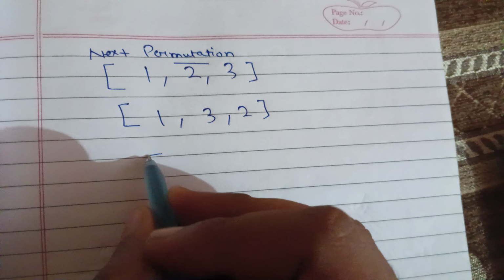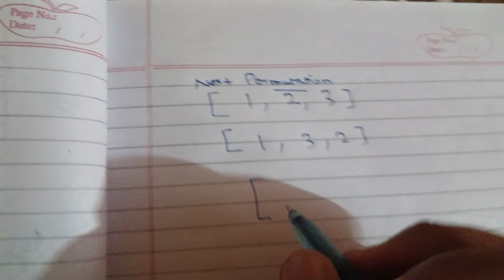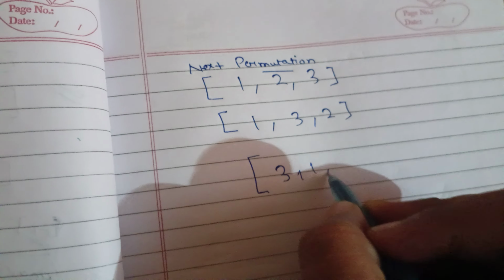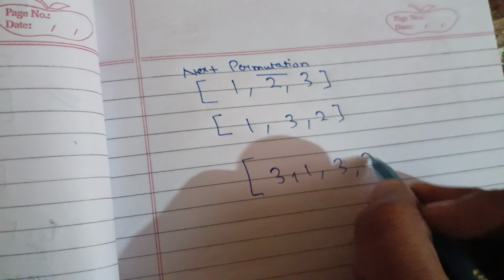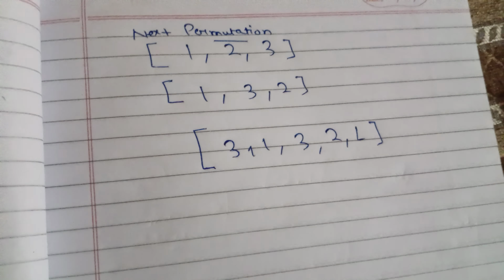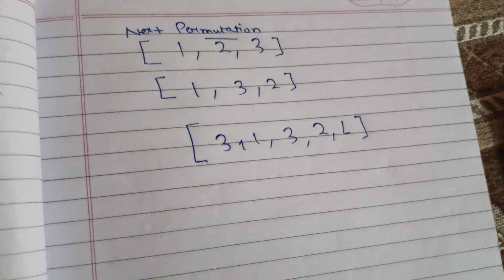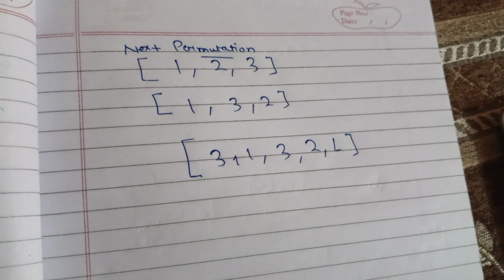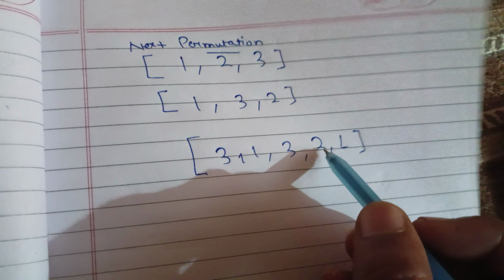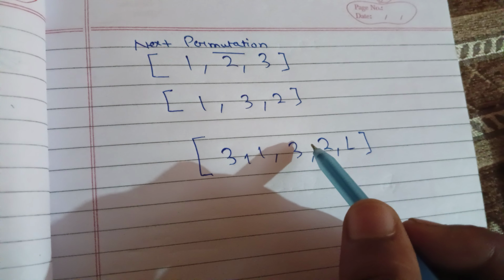Let's take a bigger array just like 3, 1, 3, 2, 1. So how will we find out its next permutation? We have to see from the back. Okay, it's 1, its greater is 2.